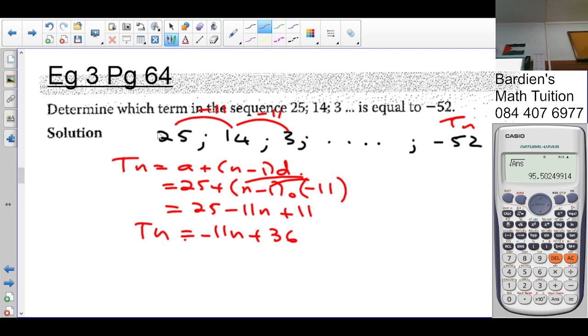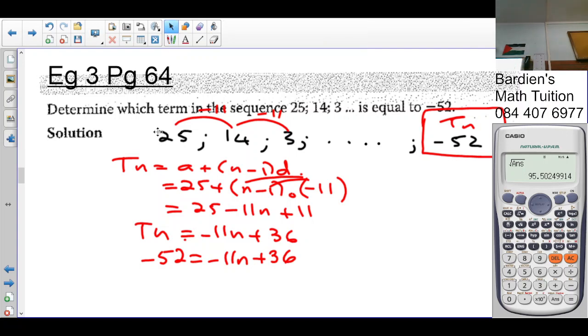So what is Tn? Tn is the nth term. Remember, if I put n in, say you want to work out the 100th term, then I put 100 where I see n. Can you see that? So here in this case, I'm actually calculating the value of n. You guys understand? So you work in reverse. So the nth term is negative 52. So I say negative 52 is equal to negative 11n plus 36. So what is this now to us? A linear equation. So now you guys can solve the linear equation.